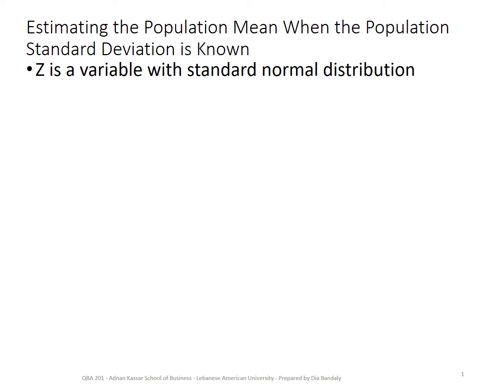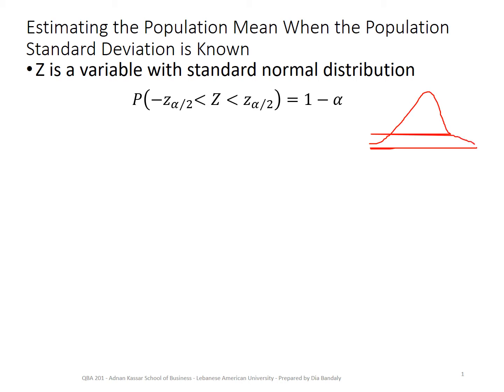Developing the interval estimation, in fact, stems from our understanding of probability in the normal distribution. For example, let's take Z, which is our unit normal distribution. We know that this is the Z curve.